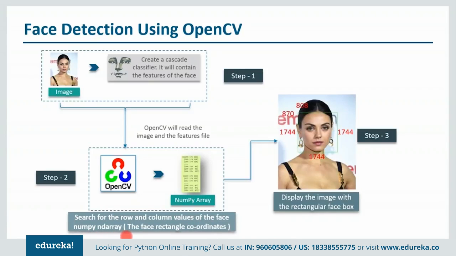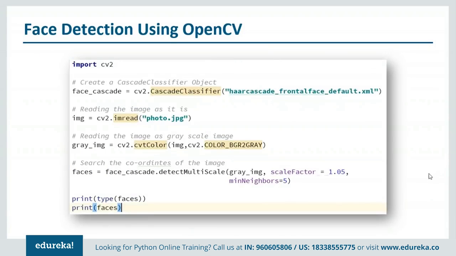So, a NumPy n-dimensional array holds the face coordinates, and it will display the image with the rectangular face box. What we are basically doing here is first reading the cascade classifier; we'll give the path to it. Then we are reading the image we are talking about; we'll give the path to it as well. We are converting it into a grayscale image. cv2.COLOR_BGR2GRAY is basically going to convert it into a black and white, or grayscale, image.